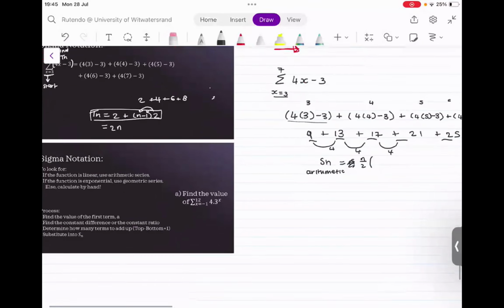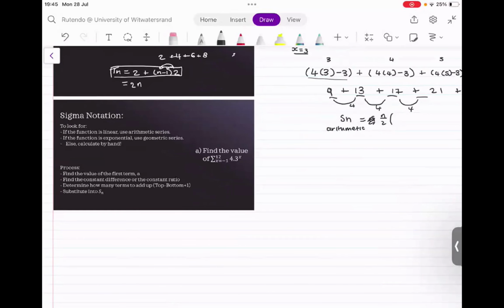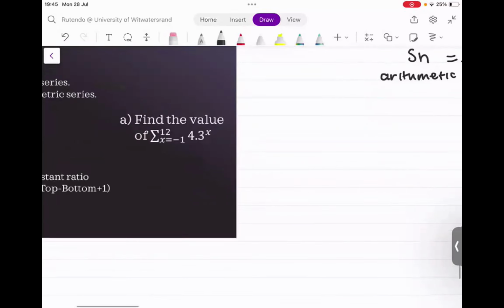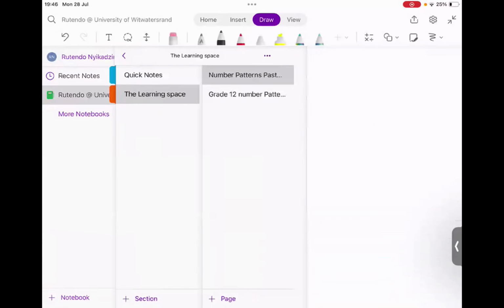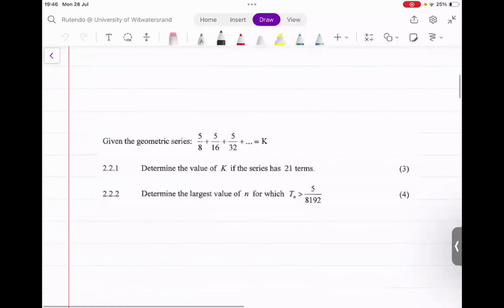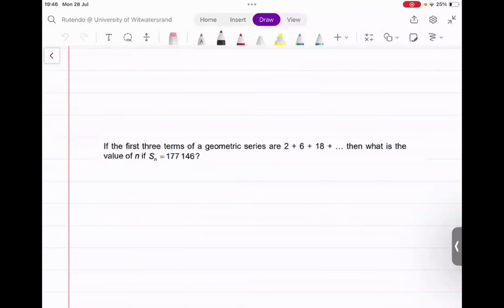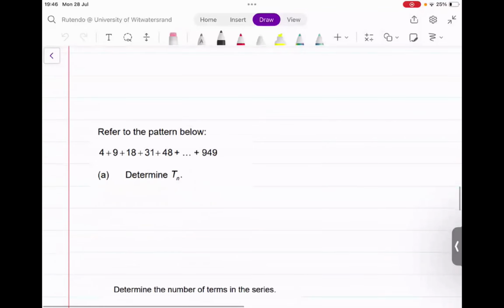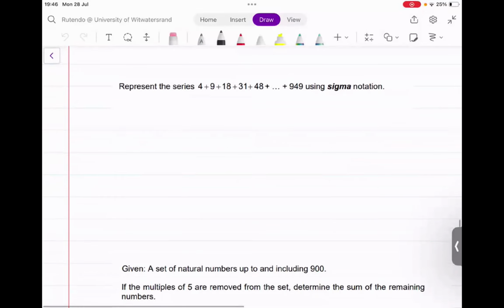Okay, and then so yeah, so here, if I'm given, let's say, actually no, let's do a past paper question, because I think that would be a bit nicer. So let's do, okay, yes, like this, right?